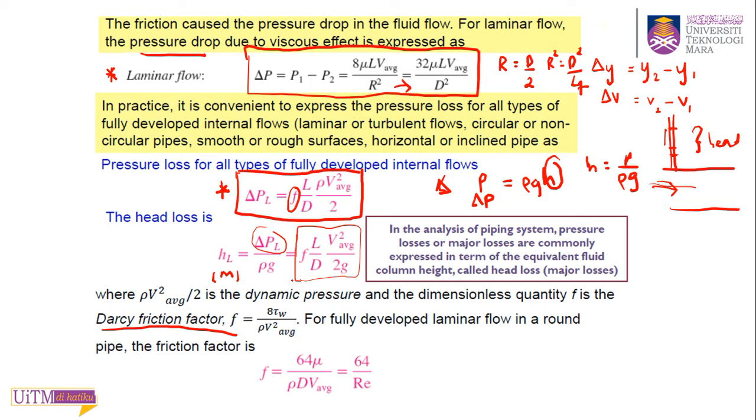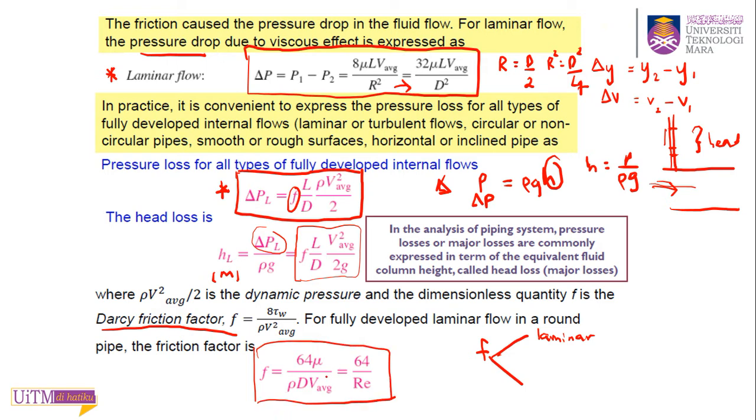To calculate that friction factor, there are two methods. To calculate F, there are two methods. The method will depend on your flow, whether it is laminar or turbulent. For laminar flow, you can calculate the friction factor simply using this equation, 64 over the Reynolds number.